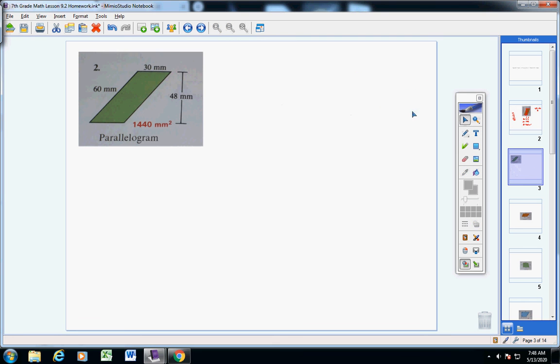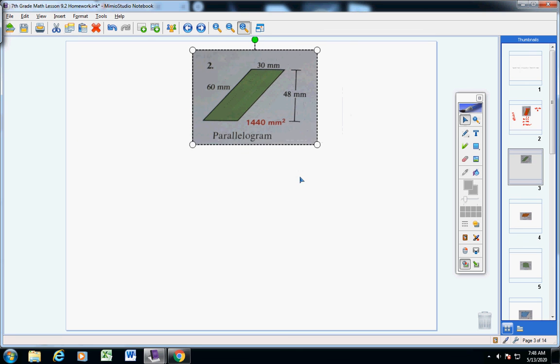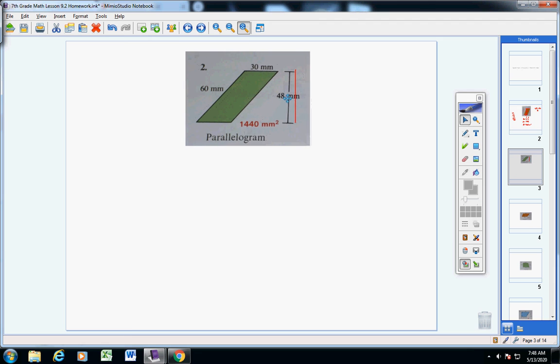Okay, number 2. Now, another parallelogram. Okay, so here we go. This one here is pretty cut and dried. I hope you guys understand. You could take this line here, that is 48 millimeters. You can pick it up, and you can move it right here, right? Or you can move it right here, which is the height, guys.